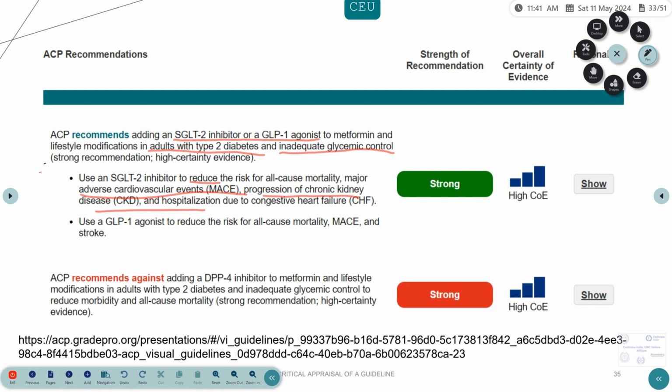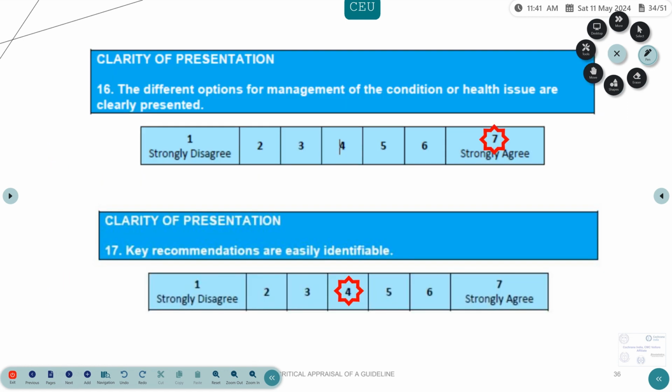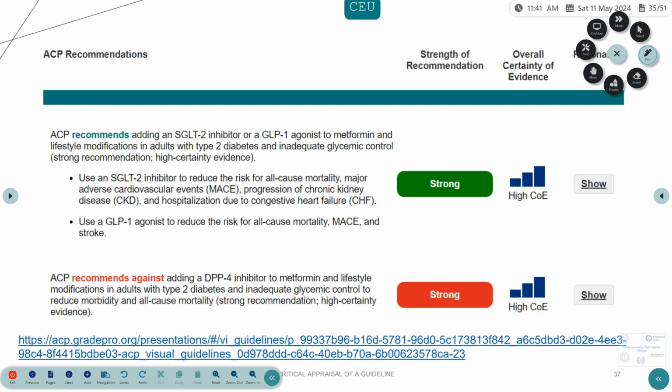And they have also given a strong recommendation against DPP4 based on the evidence. So it's also clearly given as to type 2 diabetes. There are no changes or modifications in type 2 diabetes with inadequate control in all-cause mortality. They have clearly mentioned what the recommendation means. So this was well done. So there are different options of management, as we already saw. They have mentioned it clearly, as in there is no confusion as to what is the other drug you can use. So that was also clearly done.